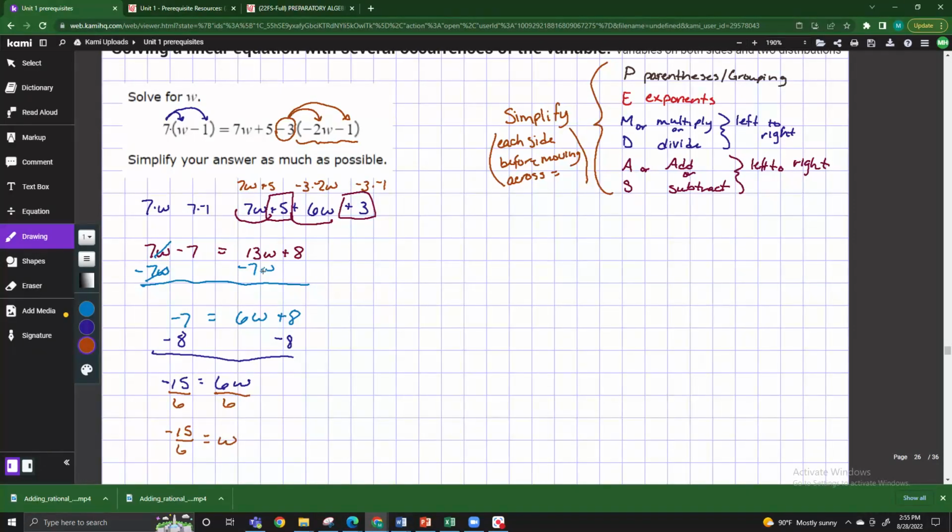Now it does say simplify your answer as much as possible. My answer is a fraction. That does mean I have to reduce it as much as I can, and I do know that 3 goes into both of these. So I'm going to have -5 over 2 equals W. And I could write it with the negative in front, so that's the same thing as -5 over 2 equals W. Both ways are fine.